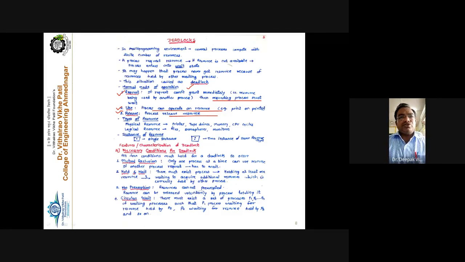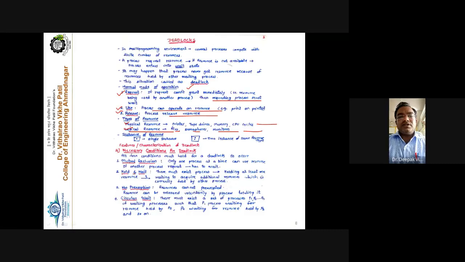As for the types of resources, there are physical resources and logical resources. Everyone knows printer, tape drives, memory, CPU, secondary storage, etc. They are called physical resources. And the logical resources are files, semaphores, monitors, etc., or any information that we call a logical resource, right?